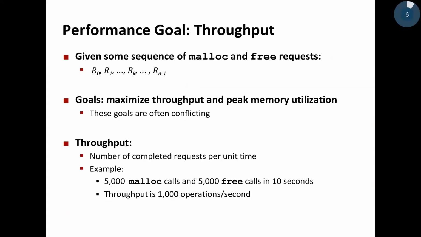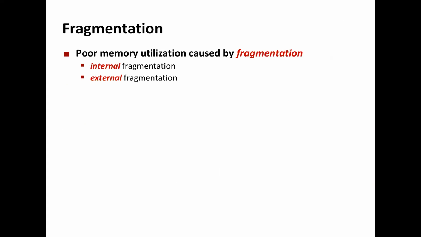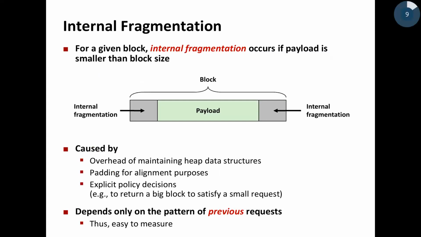Okay, so there are two types of fragmentation: internal fragmentation and external fragmentation. So what is internal fragmentation first? Remember that we have a payload that we have to put in a block, but we have some potential overheads. For example, sometimes we have to keep the size of the payload, and we will get to that in a moment. We also have to have some padding for alignment purposes, so we have to waste some space.